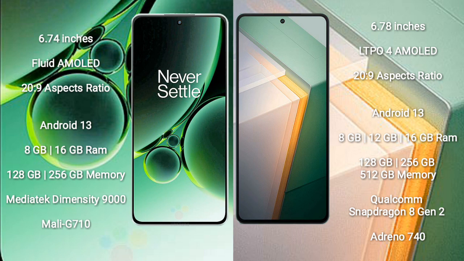OnePlus Nord 3 runs on the Android 13 operating system. Vivo iQOO 11 runs on the Android 13 operating system. OnePlus Nord 3 comes with 8GB, 16GB RAM and 128GB, 256GB internal storage, MediaTek Dimensity 9000 processor and GPU Mali G710. Vivo iQOO 11 comes with 8GB, 12GB, 16GB RAM and 128GB, 256GB, 512GB internal storage, Qualcomm Snapdragon 8 Gen 2 processor and GPU Adreno 740.